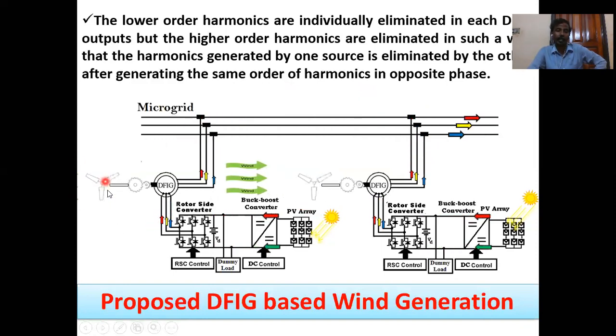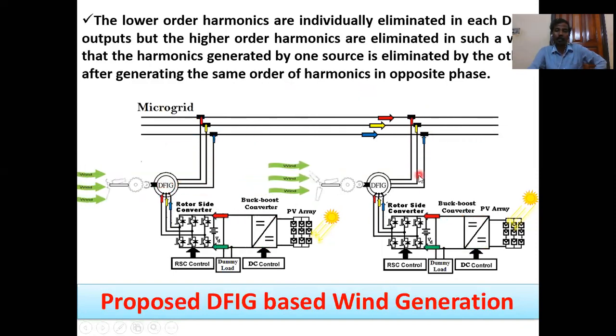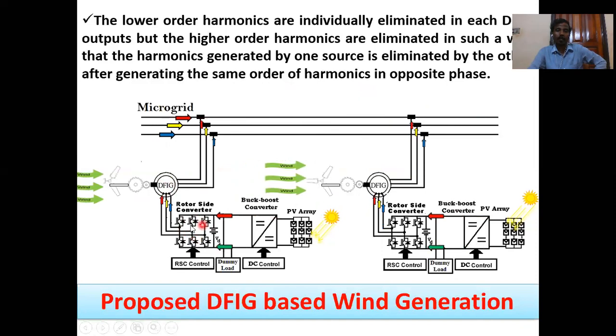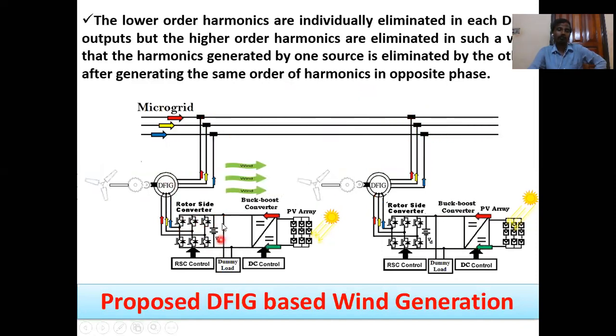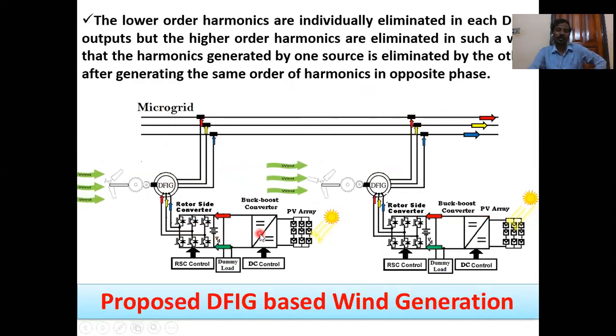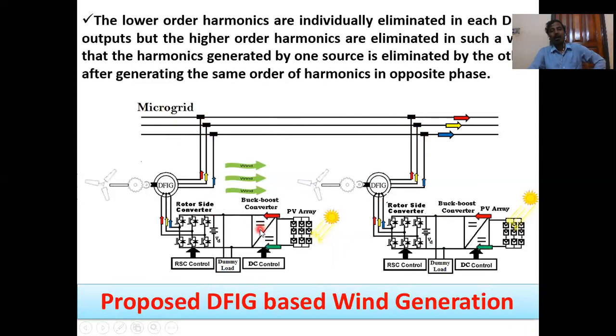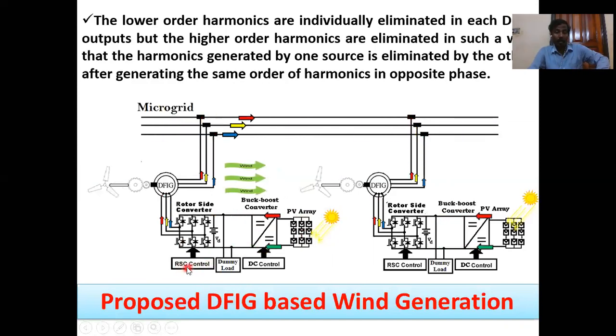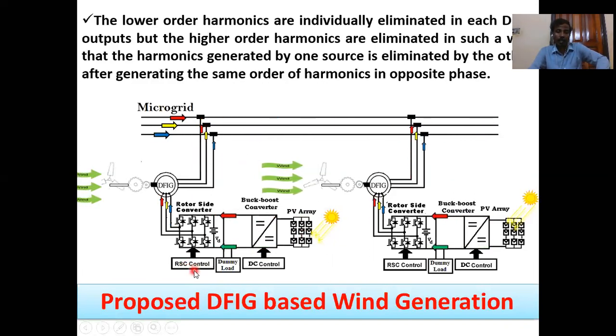This is the wind section: the wind turbine, gearbox, and doubly fed induction generator. Both the DFIGs are connected to the 50 Hz microgrid. And this is the rotor section, the rotor side converter. The rotor side converter also connects to a DC battery, and this is a buck boost DC converter, also called a low or high step converter, and this is the PV array, and this is sunlight. The rotor side control circuit is mainly harmonic control or switching control circuit.